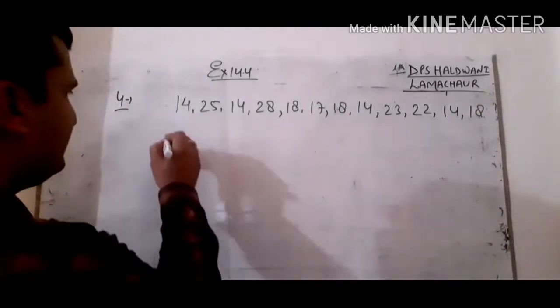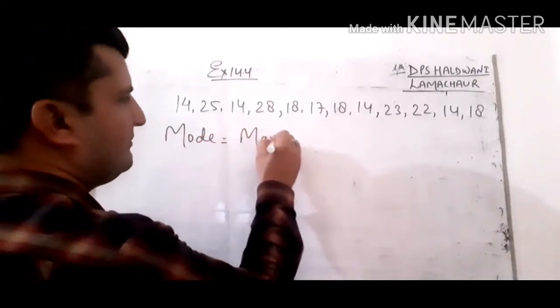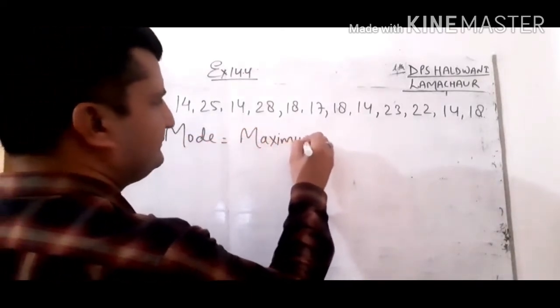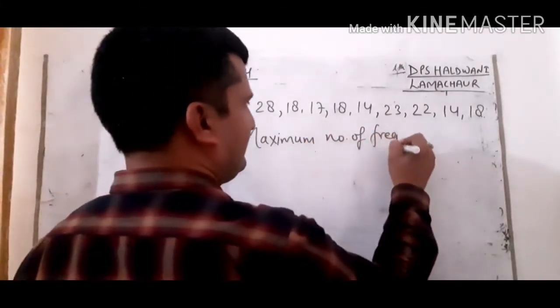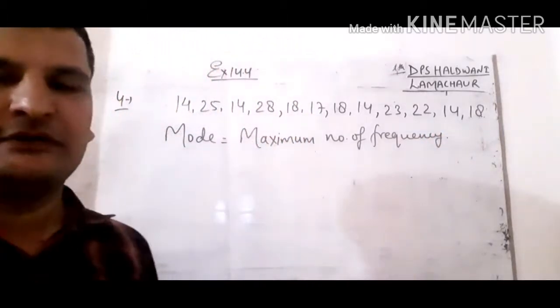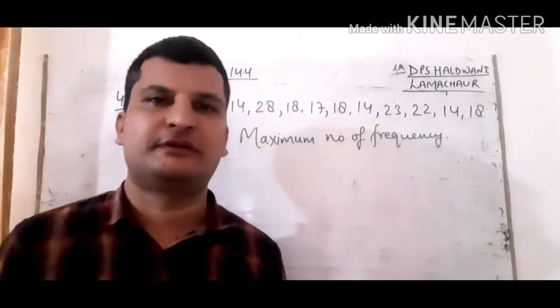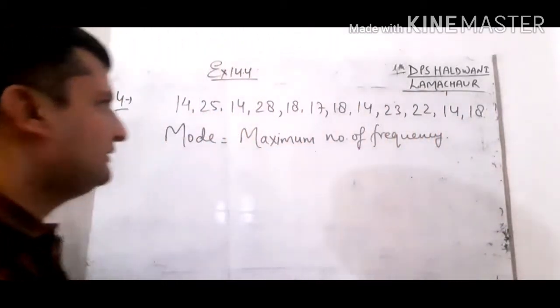I have told you earlier how to find the mode. Mode is equal to the maximum number of frequency. So we have to find, students, which number has the maximum frequency, meaning which number is coming more times. So we will calculate it.